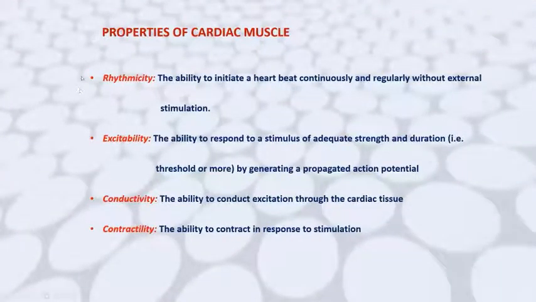Now next is the properties of cardiac muscles. Actually, the cardiac muscles have 4 properties. One is rhythmicity, the ability to initiate a heartbeat continuously and regularly without external stimulation. That happens because of this property, rhythmicity. So the rhythmicity helps to initiate a heartbeat continuously and regularly.